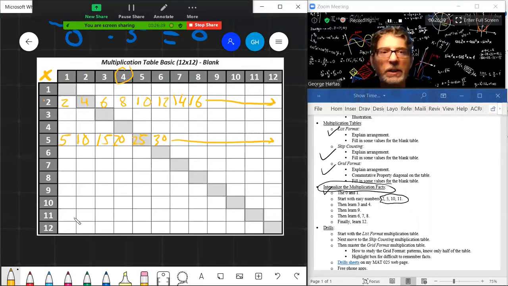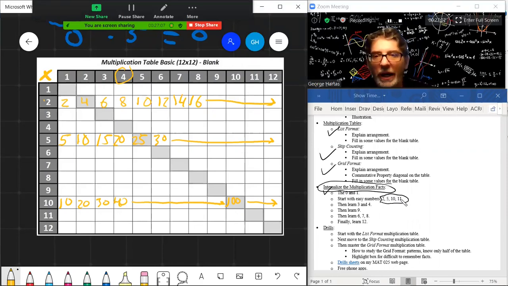Let's try the 10s next. 10 times 1, 10. 10 times 2, 20. 10 times 3, 30. 10 times 4, 40. 10 times 10, 100, and so on. So 10 times whatever number is that number with a 0 at the end. Okay, not too bad. The 11s.